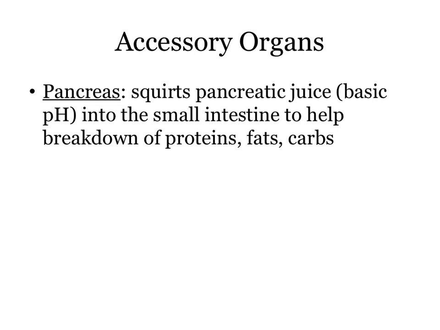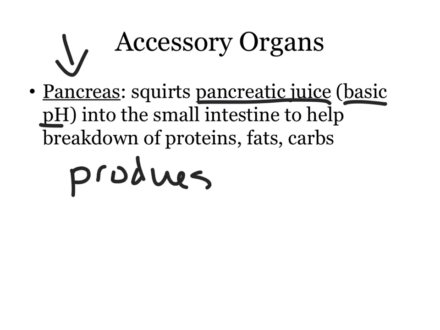So the next accessory organ you have to know is the pancreas. So again, we already know the pancreas in terms of producing insulin and glucagon. However, the pancreas does a lot of other things too. It releases pancreatic juice into the small intestine, which is that basic pH that helps to keep the small intestine at the right pH. But more importantly, it also produces a ton of enzymes. So you should make sure that you have that in your notes.